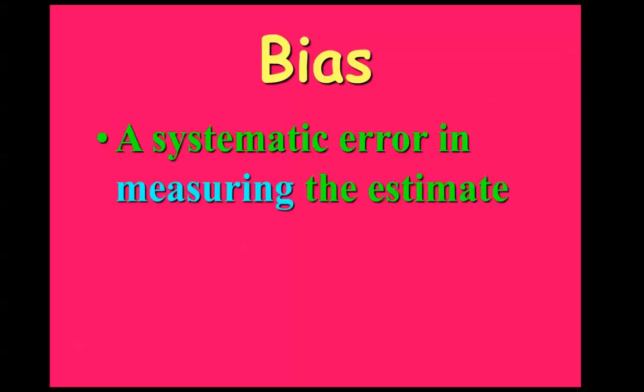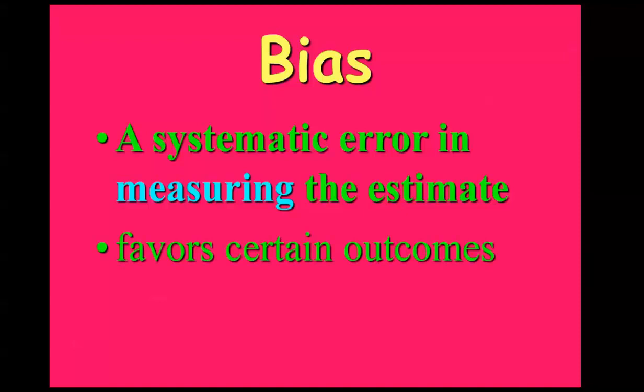Okay, let's talk about bias. Bias, well, here's the definition of it. It is a systematic error in measuring the estimate. Now, it sounds like an error means somebody made a mistake. In statistics, we don't necessarily say it's a mistake or an error of that nature. When we show bias in data, we're favoring a particular outcome.